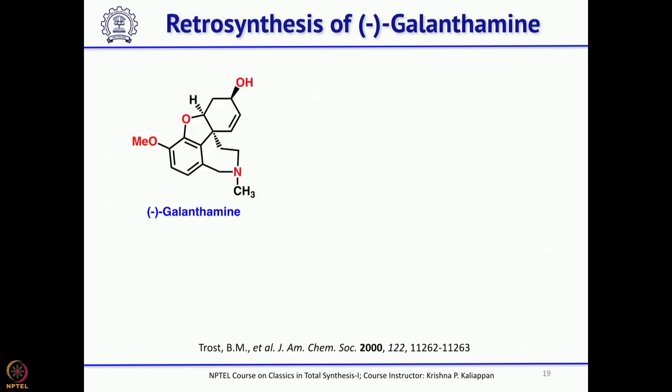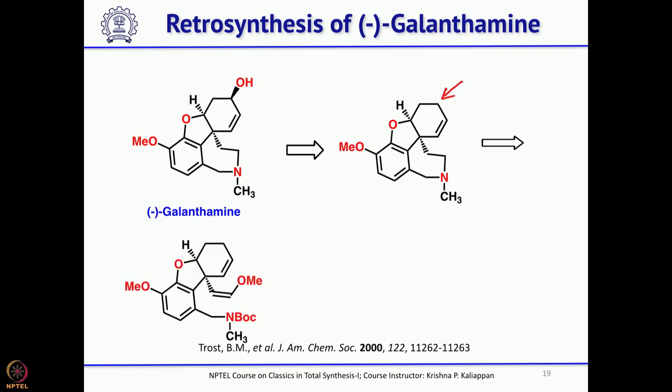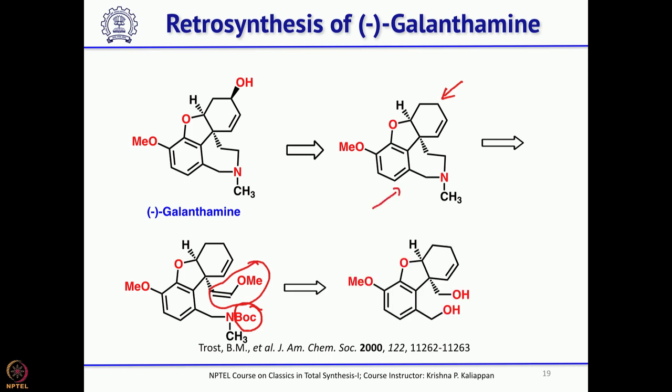So for galanthamine, the first retrosynthesis is that you oxidize this allylic carbon to introduce the hydroxyl group, and this can be obtained from this enol ether. If you have the enol ether and N-Boc, both can be hydrolyzed. Enol ether hydrolysis will give the aldehyde. If you remove N-Boc, you will get NH. Then this can undergo reductive amination to give this product.